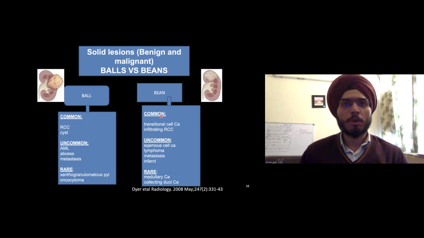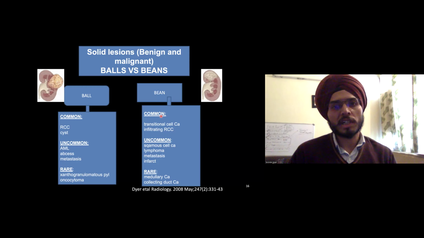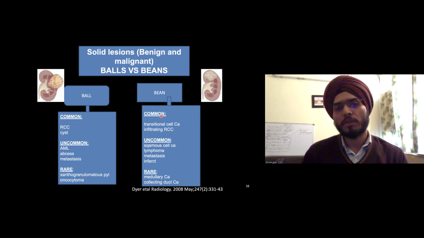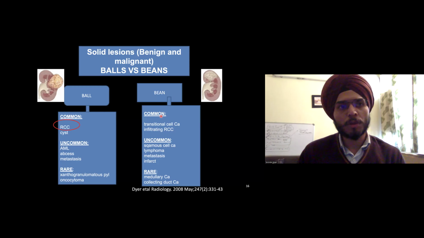Ball type lesions are commonly renal cell carcinomas, cysts, AML, abscesses, metastasis, xanthogranulomatous pyelonephritis, or oncocytoma. And bean type are lesions which maintain the reniform structure of the kidney, and these include transitional cell carcinoma, infiltrative RCCs, and uncommon ones are squamous cell carcinoma, lymphoma, metastasis, and medullary carcinomas. So we have to remember RCCs deform the shape of the kidney, and transitional cell carcinoma will maintain the shape of the kidney.